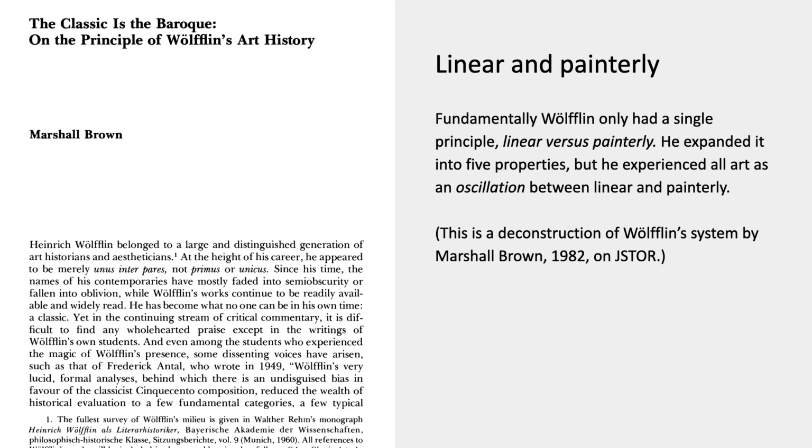So basically, Wölfflin only had a single principle, linear versus painterly. He did expand it into 5 properties, but he experienced all art as an oscillation between linear and painterly. His entire system is kind of confused, as you can tell, because he's got this classical and Baroque master pair for his pendulum swings of art, and then he's got these lists of 5, actually there are more qualities. But in the list, he really likes linear and painterly, so linear and painterly is a little like classical and Baroque. It's a little bit confused.